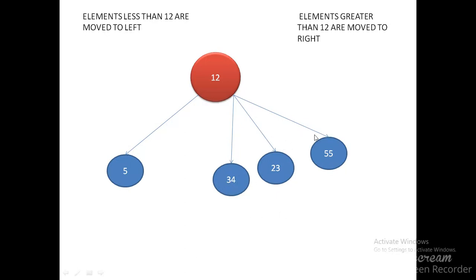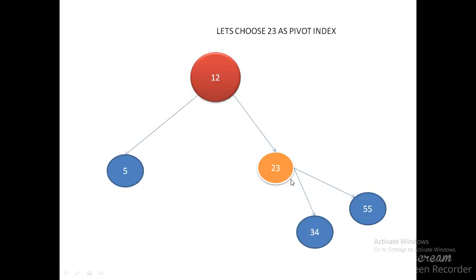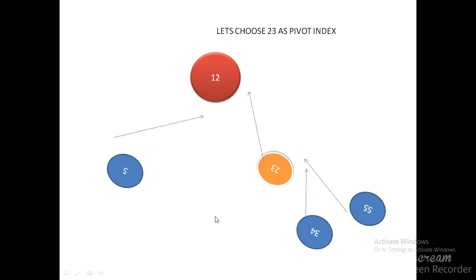In the same way, it will iteratively identify a pivot index out of these three and try to sort them. So let's choose 23 as the next pivot. Once we choose 23 as the pivot, there is no element which is less than 23, so nothing on the left side, and all the elements go to the right, and it will sort out the 34 and 55. So we can see that all the elements are sorted now. From 5 till 55 it will move along the chain, the linked list, and put the elements in order. Here the order is 5, 12, 23, 34 and 55.